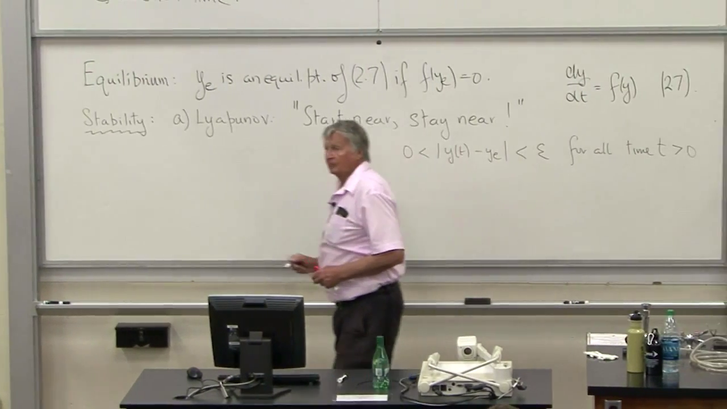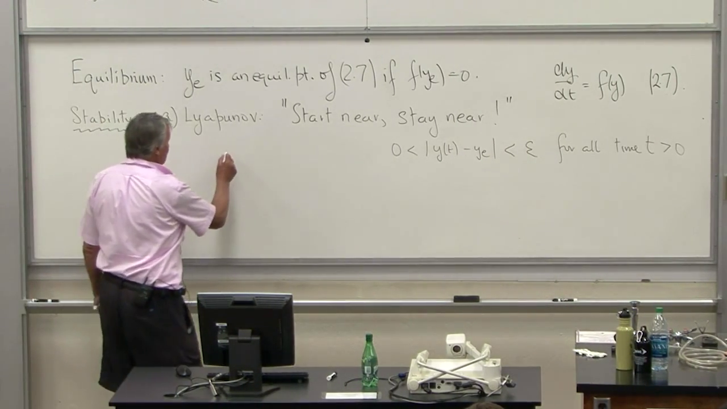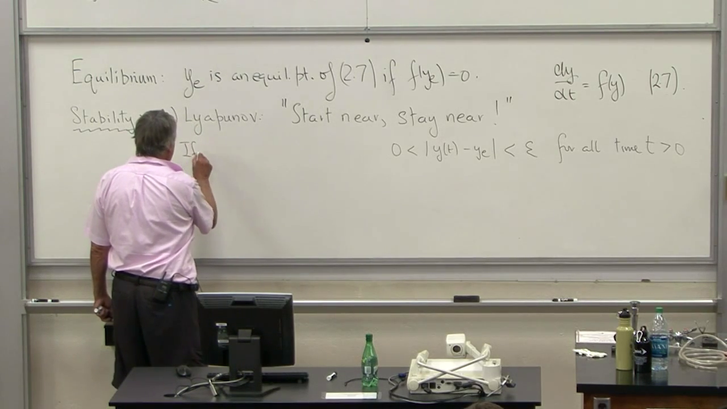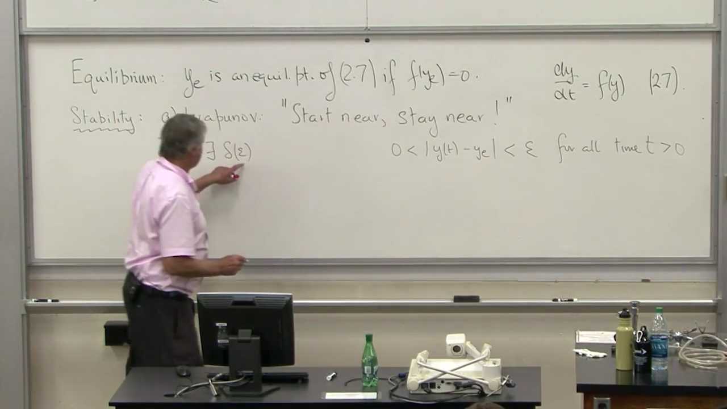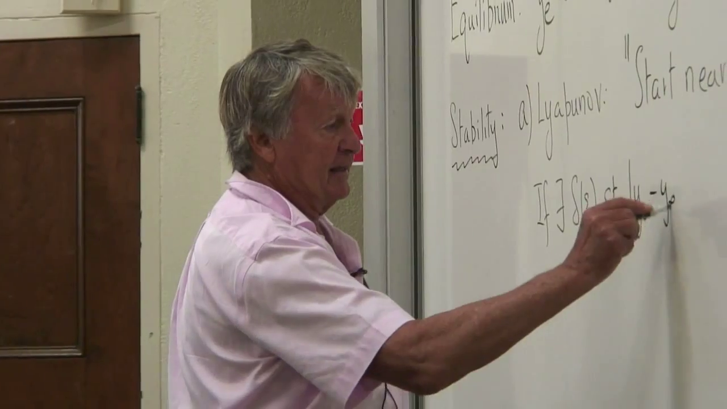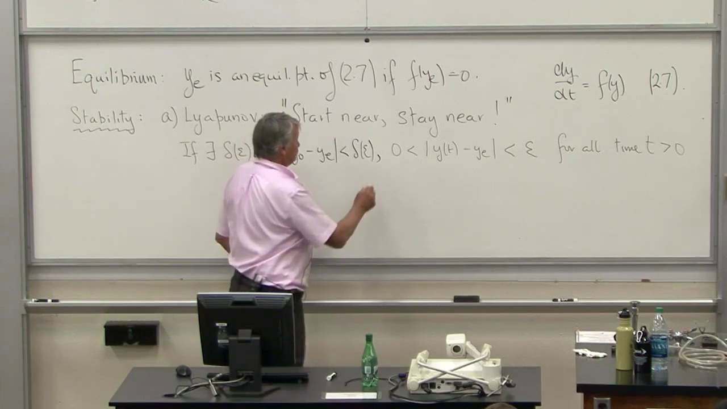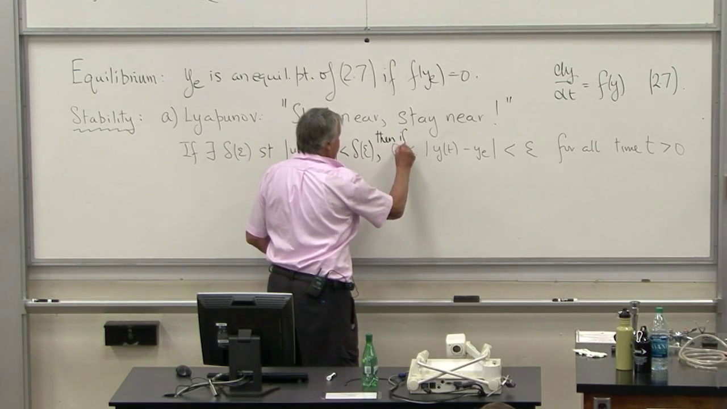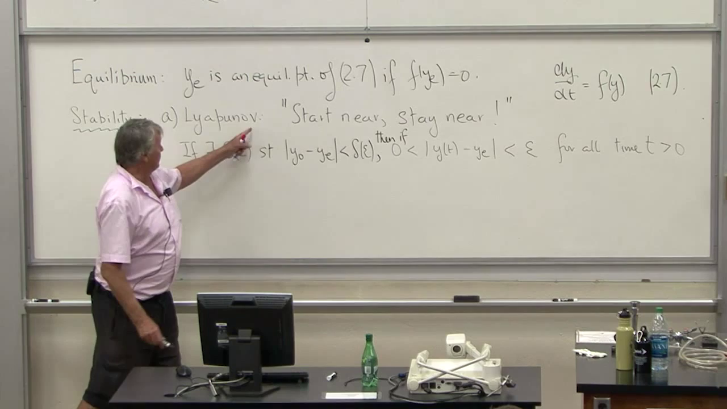Okay? I want to know that if I start the initial condition y0 close enough, there exists a delta of epsilon. In other words, depending on how near I want to stay, there's another delta which is also small, but it may not be exactly the same as epsilon, such that if |y0 − ye| < delta, then if this stays true for all time, we say we're Lyapunov stable.